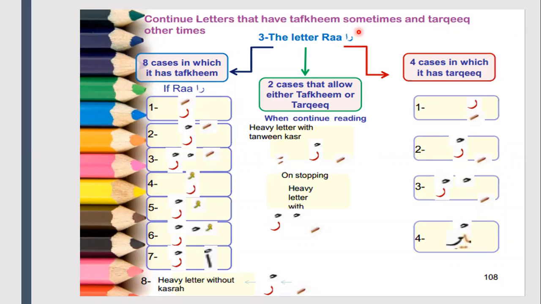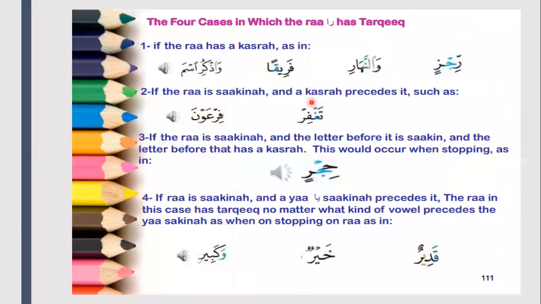Inshallah, today we're going to go through the remaining two cases of Ra, and we're going to see the four cases in which Ra is Tarqeeq, and the two cases in which it is either Tarqeeq or Tafkhim. First, we'll go through the four cases of Ra being Tarqeeq, which is light.